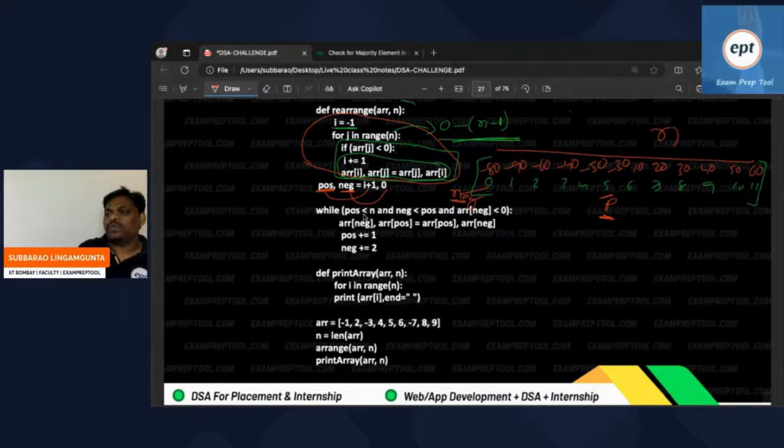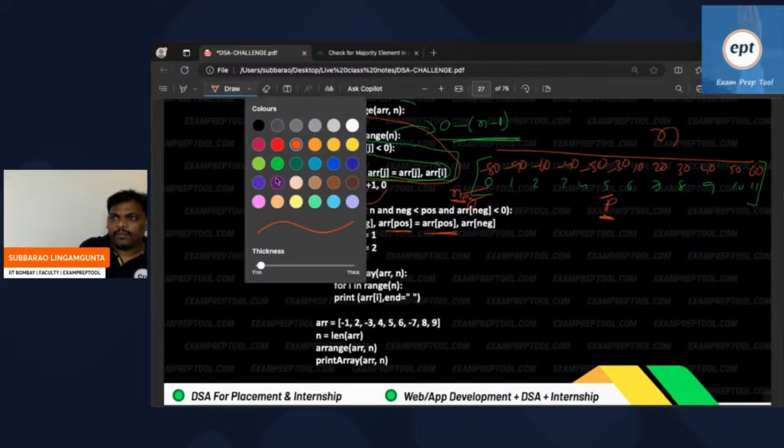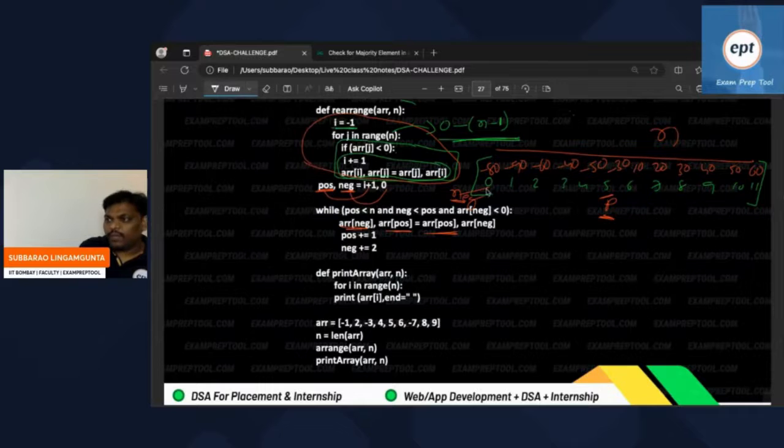Now see what is going on. Until the array is over, continue this. It is very simple. At the negative place, keep the positive, and at the positive place, keep the negative. You have to swap. Wherever negative is pointing and wherever positive is pointing, swap the data.